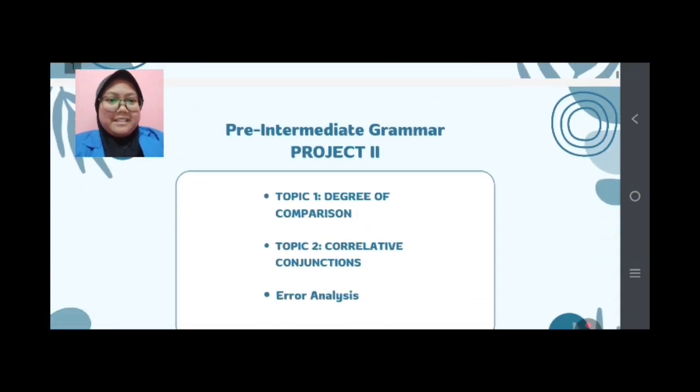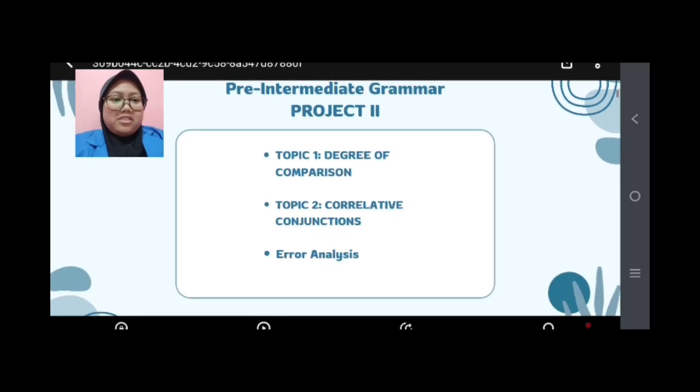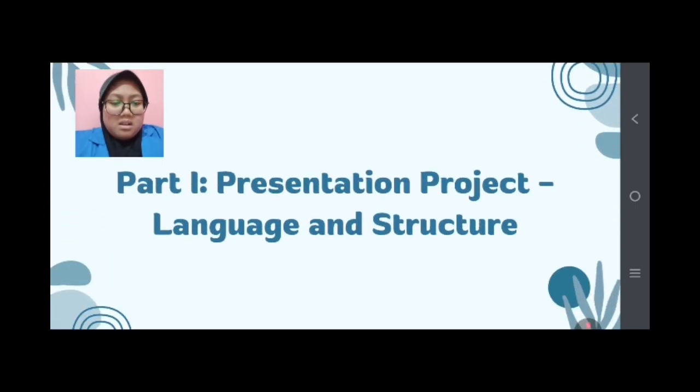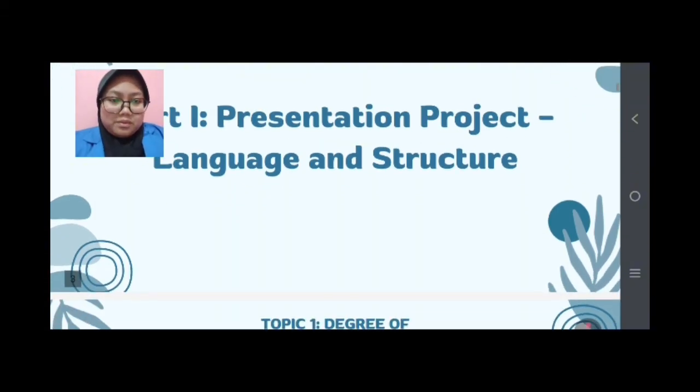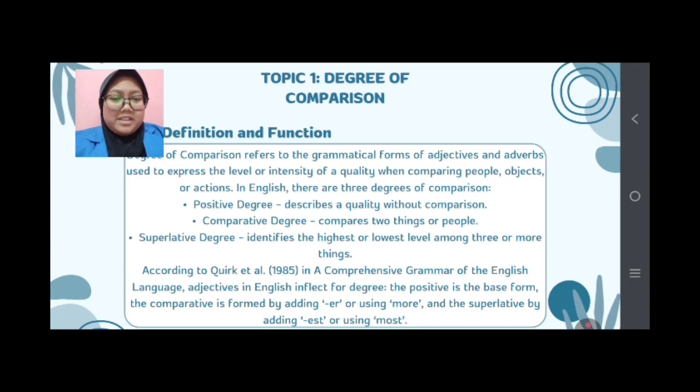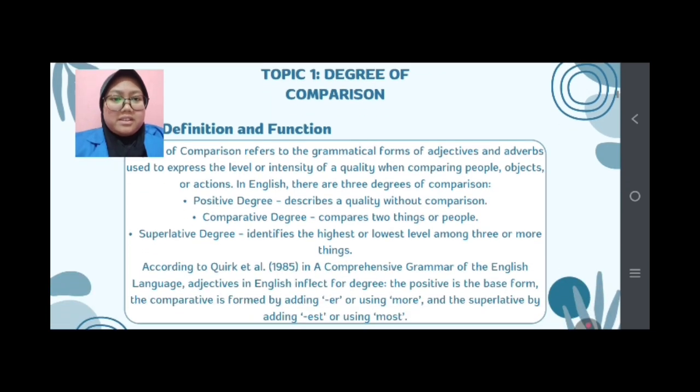So let's start. This is the topic I choose. Okay, part 1, language and structure. Topic 1, degree of comparison, definition and function.